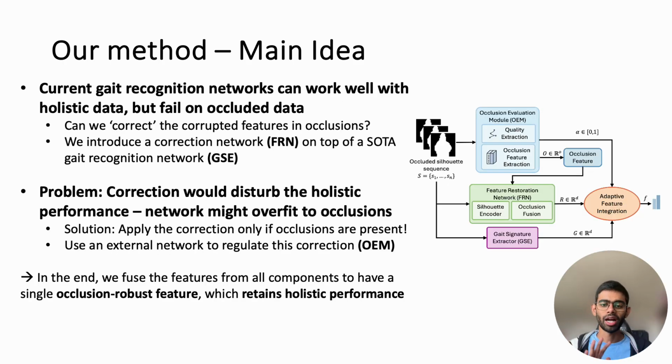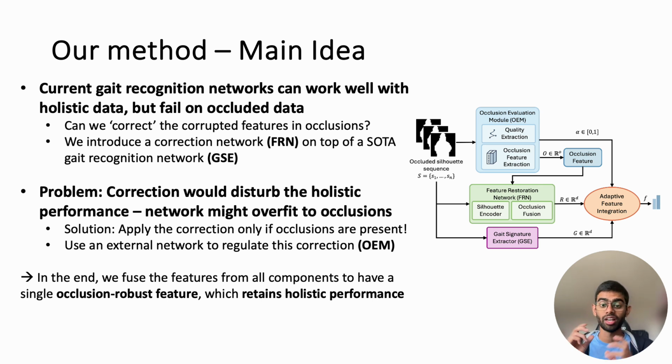So the overall idea of our method is based on this observation that current gait recognition networks work well with holistic data. If they are not trained on occlusions, their performance does not directly translate, so they fail on occluded data. Now, if occlusions are present, can we correct the corrupted features of these networks? We want to try that.